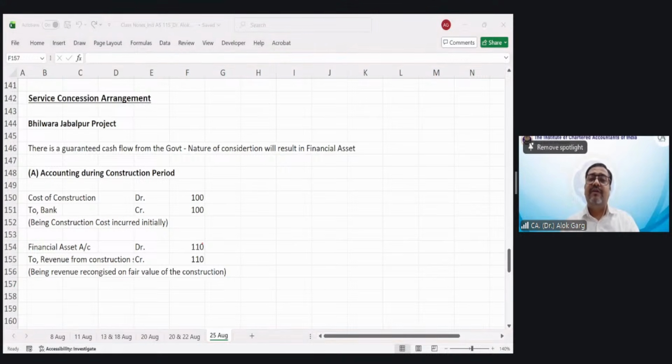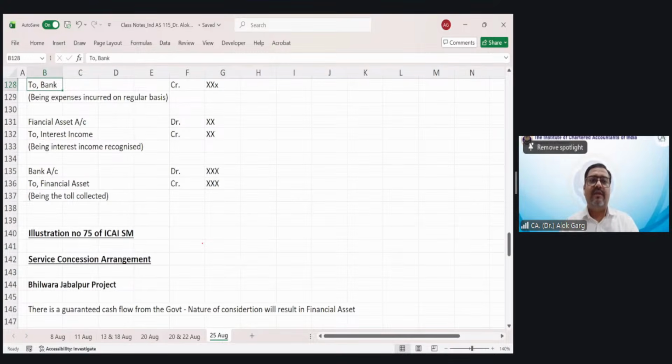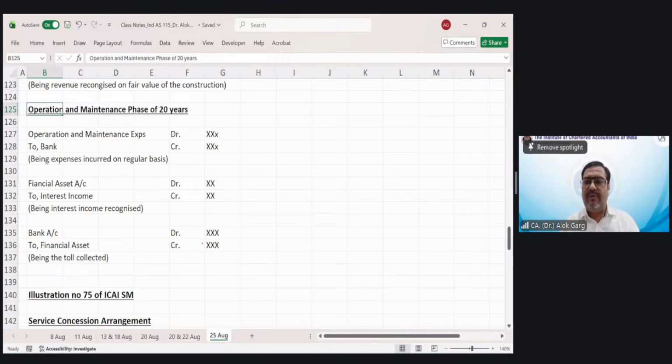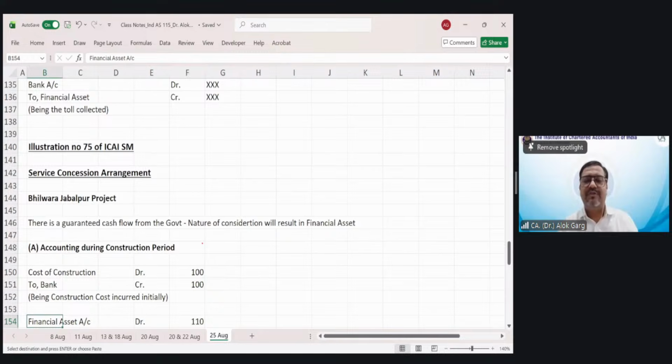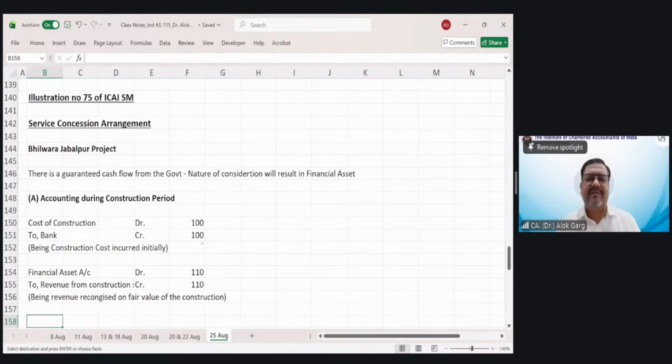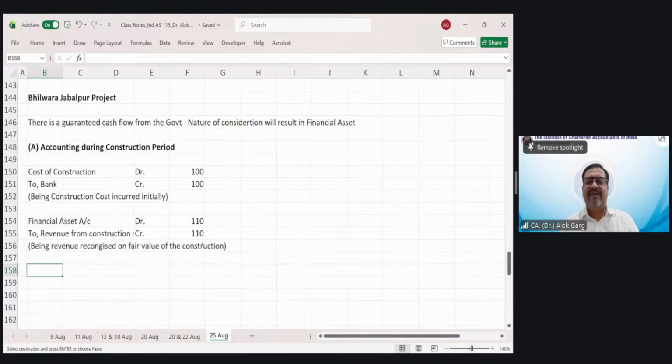Now we need to recognize finance revenue over the operation and maintenance phase, right? Of the cost, 50 crore has actually been incurred, but the total cost is 100 crores. So what you can do is cost of construction to bank to vendor. We are assuming this 50 crore has already been expensed off, or you can also do cost of construction to bank to vendor 50-50. So the total cost incurred is 100 crores, as of now incurred 50, right?